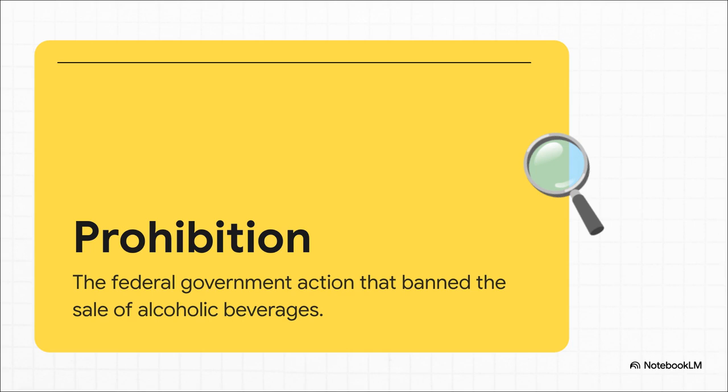This is step 3, finding the connection. Prohibition made alcohol illegal. But the unintended consequence was that it didn't really stop people from drinking. It just forced all that activity underground, into places like speakeasies. You see that cause and effect? That's the kind of connection you're always looking for.